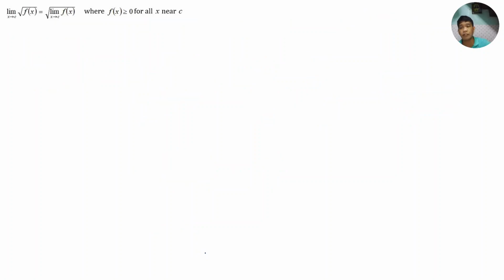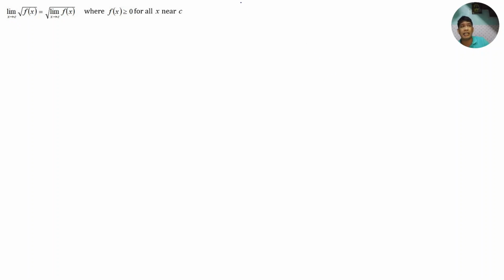So let us try to have another limit theorem. The limit of the square root of f of x as x approaches c is the same as the square root of the limit of f of x as x approaches c. So square root ng lahat. So ilalabas ko lang yung square root, then limit ng f of x as x approaches c. Then ikukunin ko na ngayon ang square root.